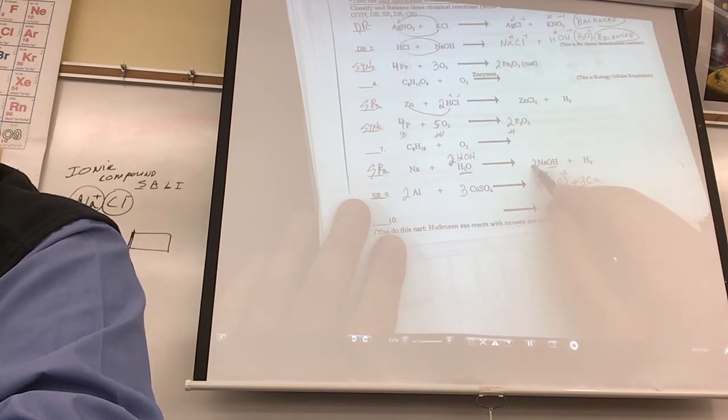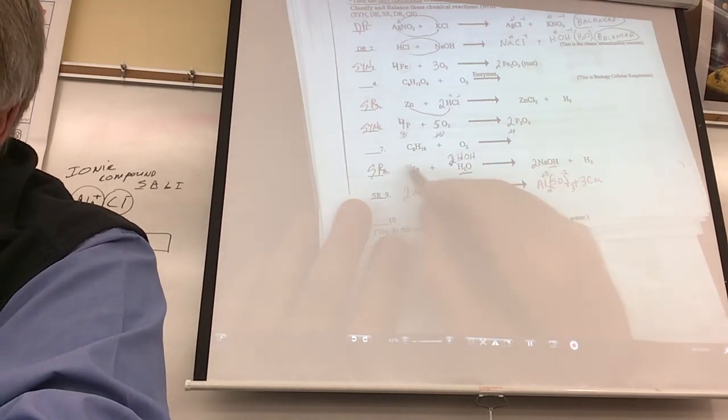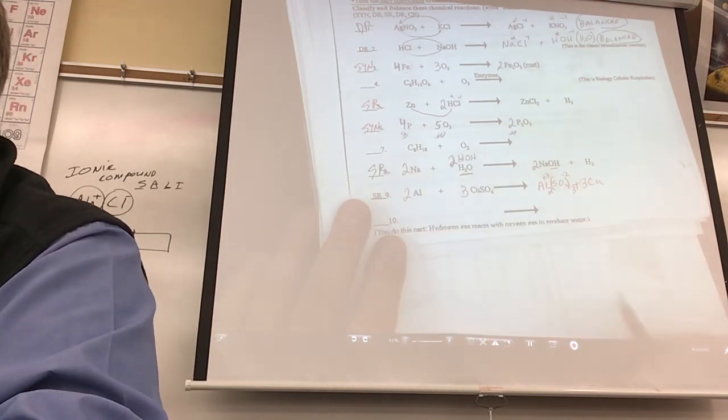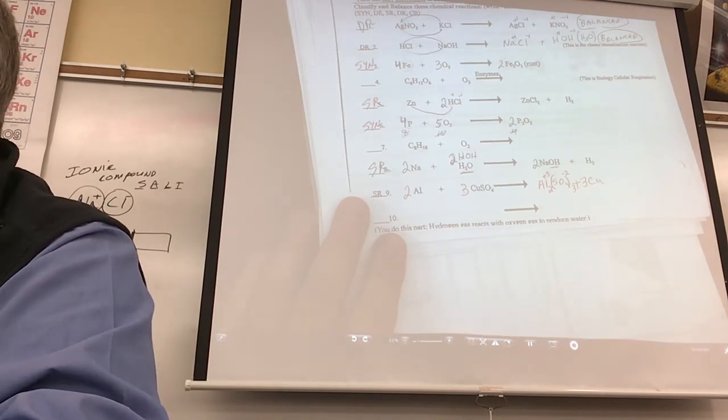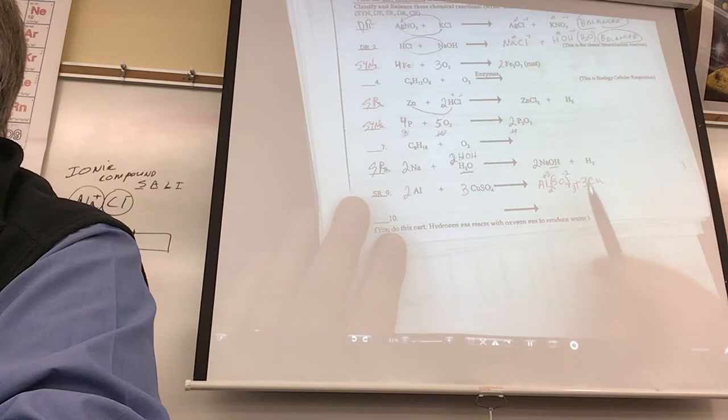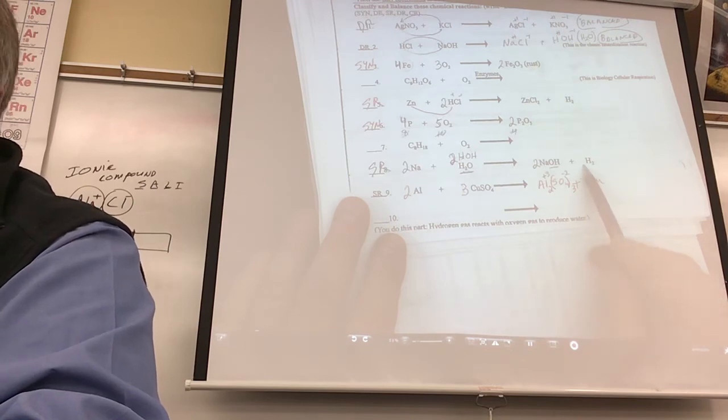Now how many hydroxides do I have on the right? 2, right? But how many sodiums? Uh-oh. Now, can I reduce this? Careful. Can I reduce this? You know why I can't? Because there's a 1 there. What do you think? Is this pretty good?